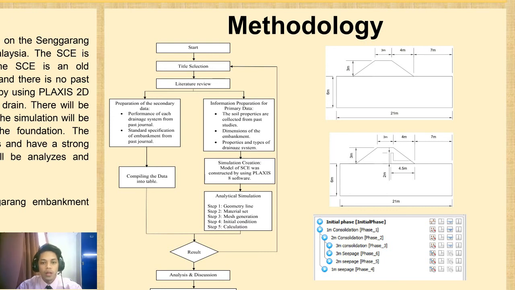And here you can see this is my model of the embankment inside the Plaxis 2D software. The height of the embankment is 3 meters. The length of the foundation is 71 meters. The water level will rise from 1 meter to 2 meters and 3 meters. And here is our calculation phase, the 1 meter, 2 meter and 3 meter. The consolidation phase is to find the excess pore pressure, the displacement, and effective stress. And the seepage one is to find the discharge of seepage.